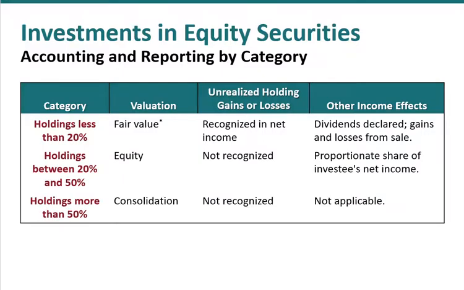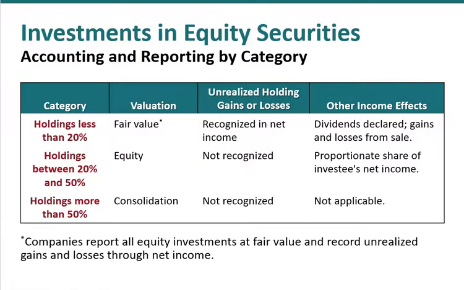And then finally, holding more than 50%, having a controlling interest, we use the consolidation method. And again, we do not recognize unrealized gains and losses because we're not using a fair value method. And the other income effects aren't applicable because of our consolidation accounting.